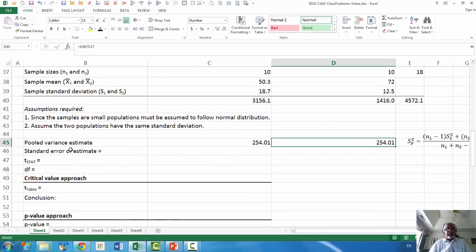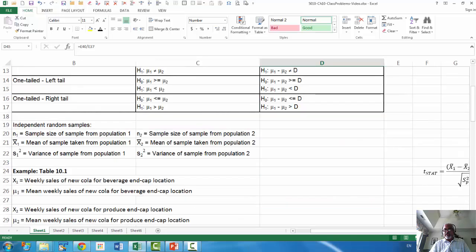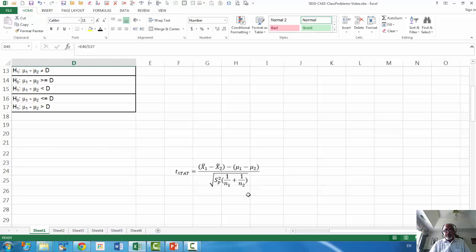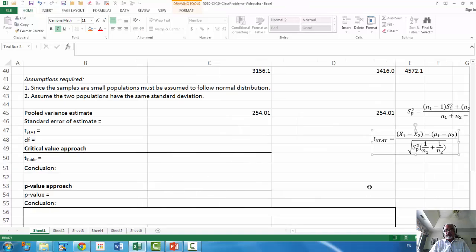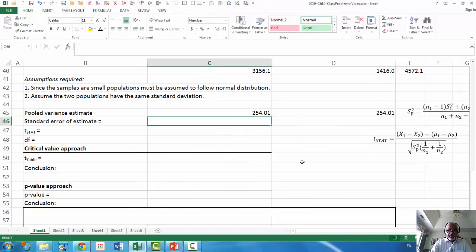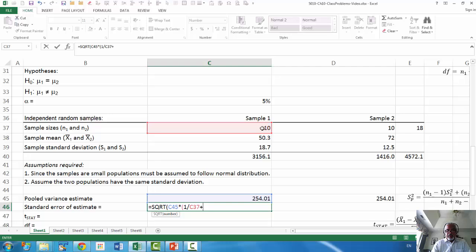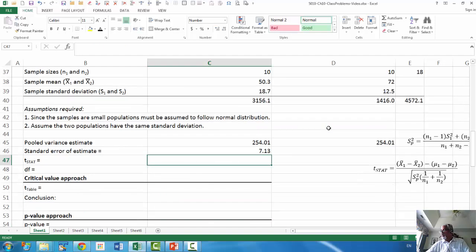Now standard error of estimate, okay, so that's the denominator part here. Okay, so let's move this formula closer. So the denominator part will be square root of that pooled variance times 1 over n sub 1 plus 1 over n sub 2. So that will give us the standard error of estimate.